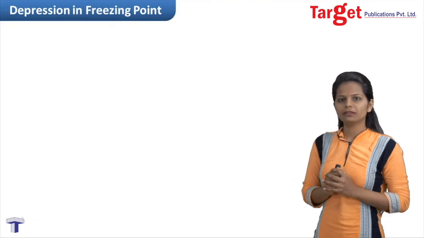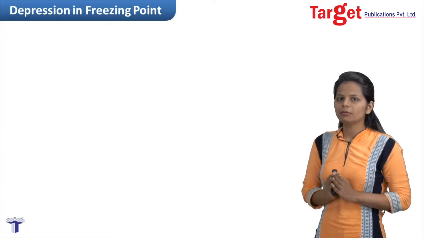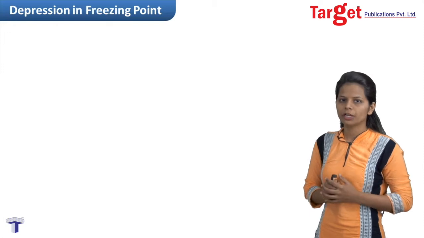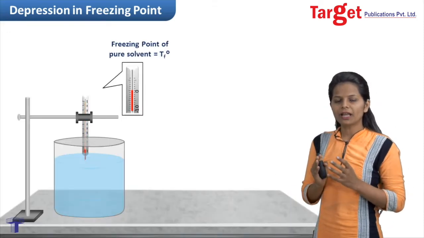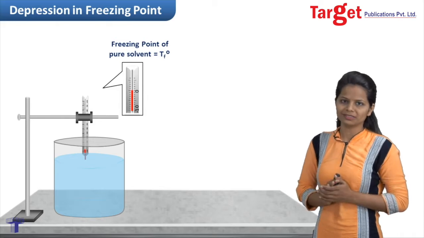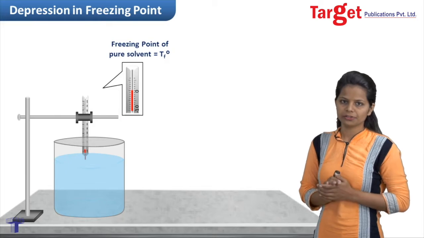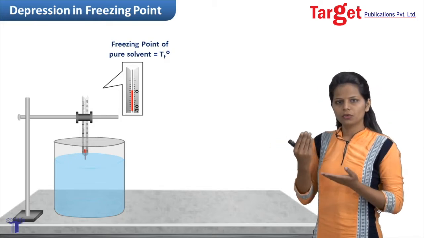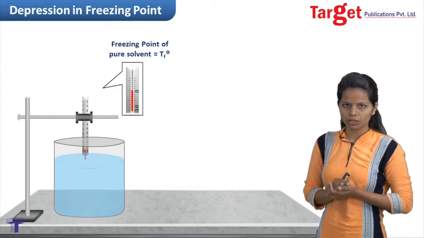Now, let's have a look at the third colligative property, which is depression in freezing point. Before talking about depression in freezing point, let's first try and understand what the term freezing point means. Freezing point in the simplest term is the temperature at which solid and liquid coexist, or simply liquid starts getting converted into solid state. As you can see in this picture, we have pure water, and for pure water, freezing point is 0 degrees Celsius, as we all know.